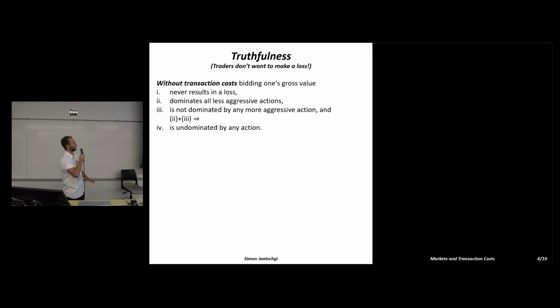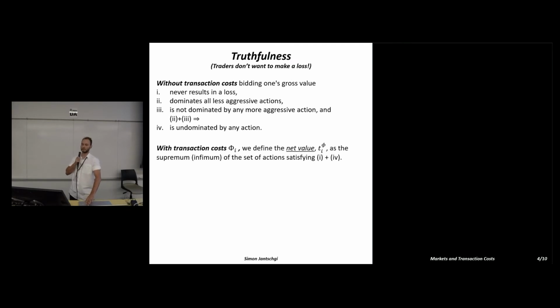Now, the main point on this slide is that this notion of truthfulness does not work anymore when you have transaction costs. Think, for example, of the simplest case, a constant transaction cost. If a buyer trades at the market price, his utility from the market price alone is already zero. So if he now has to pay an additional transaction cost, he ends up making a loss, and that's something that a buyer doesn't want. So we adapt the notion of truthfulness by adjusting the gross value to a net value: for a buyer the highest, and for a seller the smallest action that satisfies the property that you never make a loss and that is not dominated by a larger action.